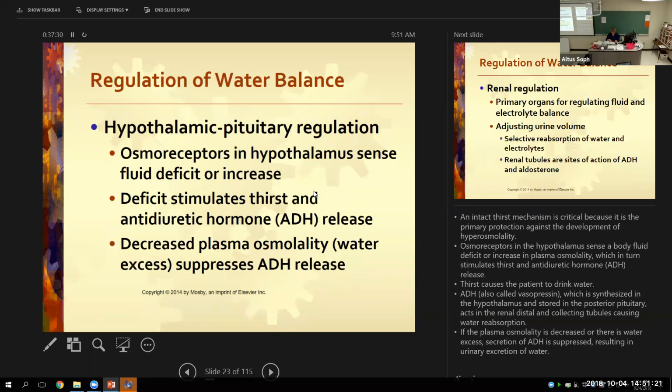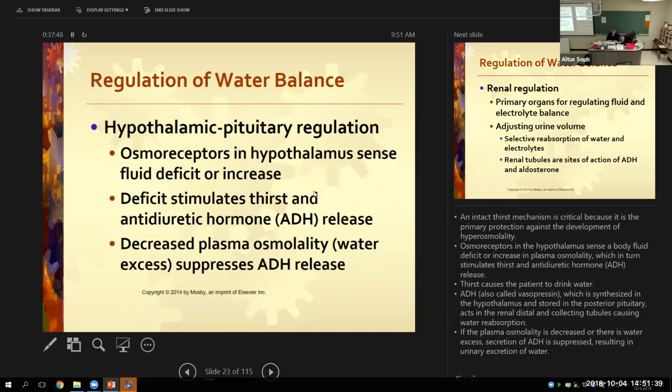So then, how do we regulate the water balance? This is what we talked about just briefly at the beginning. What are the different body systems that help us regulate that? Well, definitely at the very beginning, when you think of the endocrine system, you first start thinking about the hypothalamus and the pituitary gland.